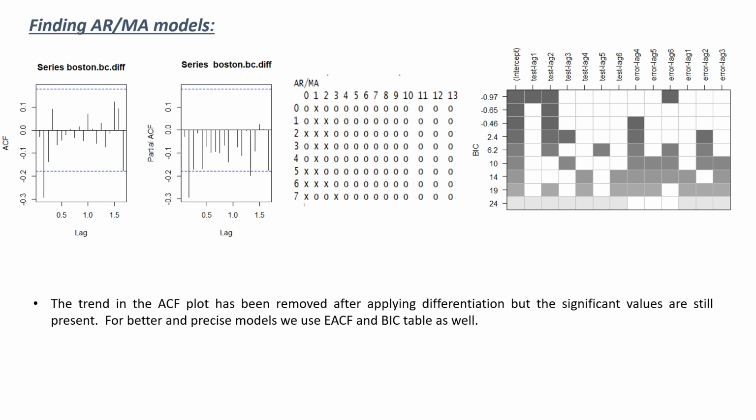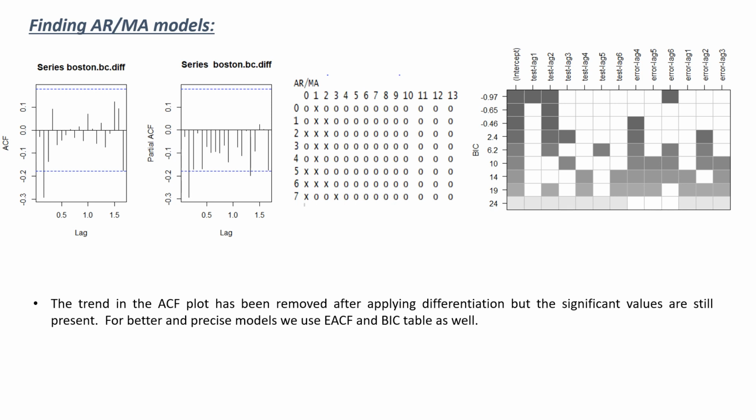ARIMA has parameters P, D, and Q, where P represents AR, Q represents MA, and D represents the level of differencing. According to the BIC table, test means AR and error means MA. The second test lag captures most of the models, and the fourth error lag captures most of the models. So we can say it is AR2 and MA4.